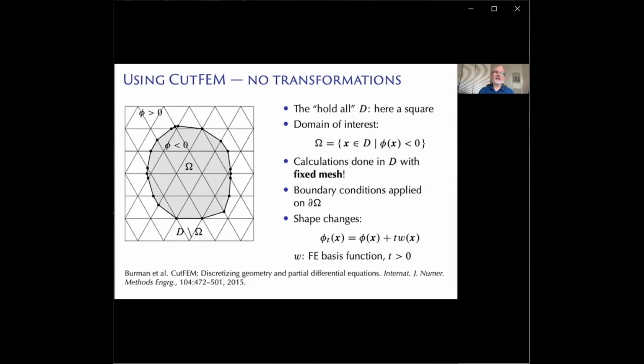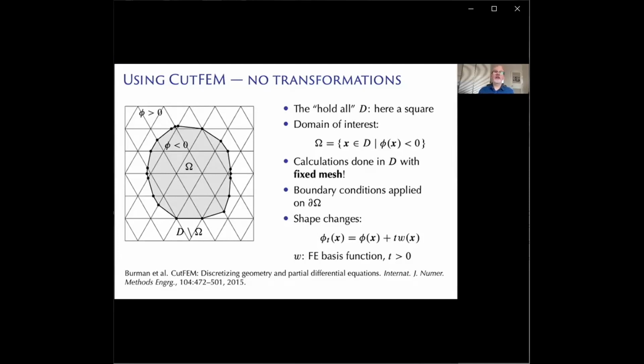All calculations are done in the fixed hold-all domain, and the boundary of the domain of interest is an interior boundary to D. We use a finite element level set function phi to specify the location of the domain boundary. Shape changes are done through perturbations of the basis functions of phi. So there are no domain transformations, no velocity fields, and no mesh deformations.